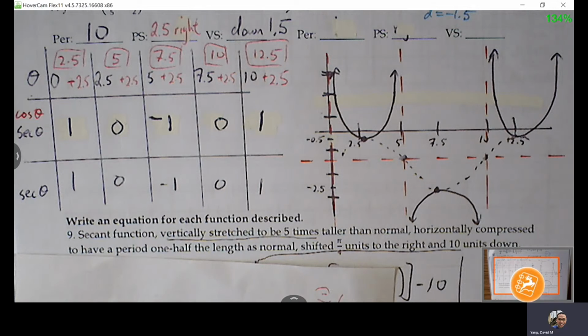Okay, let's try one more. This is number 9. Number 9, it's just like on the test where you're just trying to find your A, B, C, and D value. But instead of sine and cosine, you're just replacing it with secant or with cosecant. But you find everything the same way. Okay, your period is still 2 pi over b.